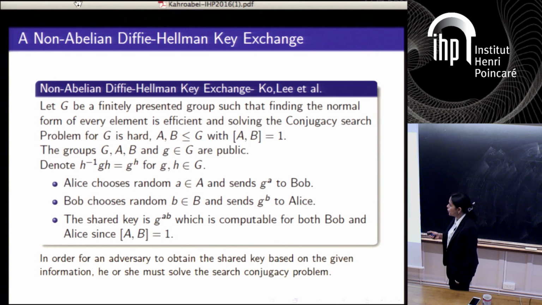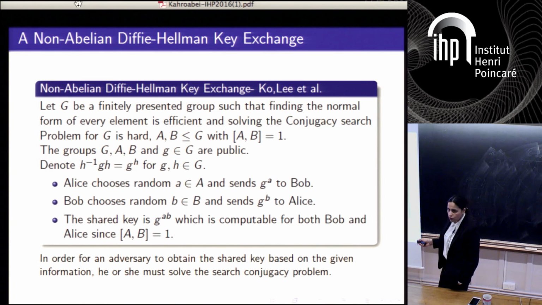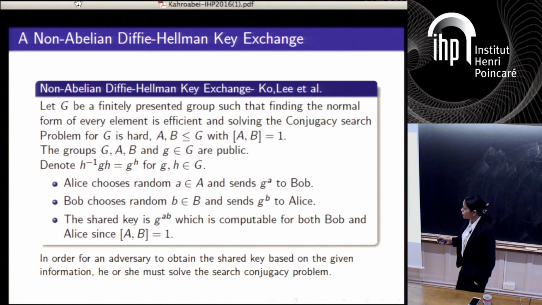And denote G^H instead of the power, be H inverse G H. So now, Alice and Bob want to communicate over an insecure channel. Alice chooses a random element A in A, which is one of those subgroups, and sends G^A to Bob. So G^A, A inverse G A. And Bob chooses a random B in B and sends B inverse G B to Alice.